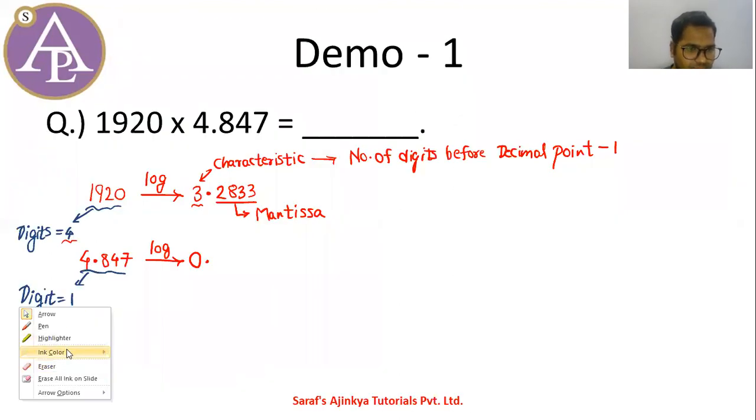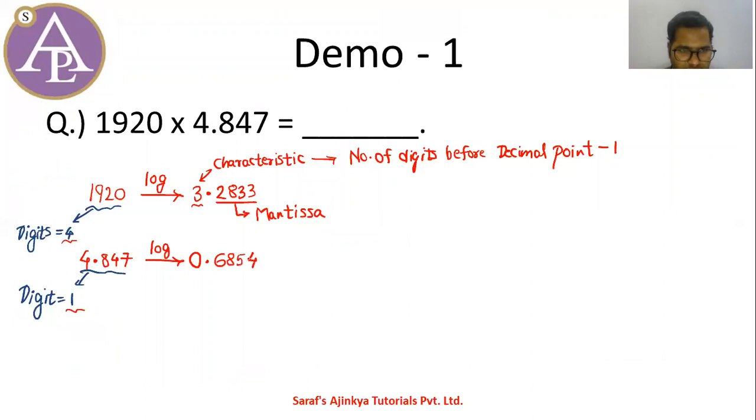So the mantissa comes out to be 6854. Correct. So I want to multiply these two numbers. Whenever you want to multiply two numbers, you should add their logs. So I have 3.2833. Because I want to multiply, I will add the logs. So 0.6854. I hope everyone knows addition.